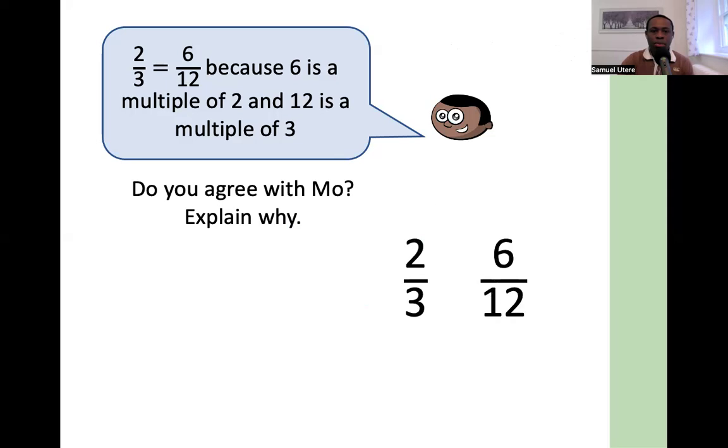Well, you can see from what we've learned that although we can multiply 2 by 3, we cannot get 12 by multiplying 3 by 3. So they are not equivalent, or they are not equal to each other.